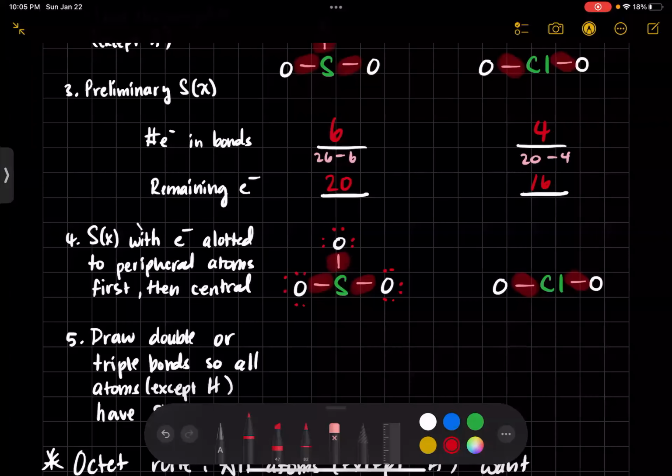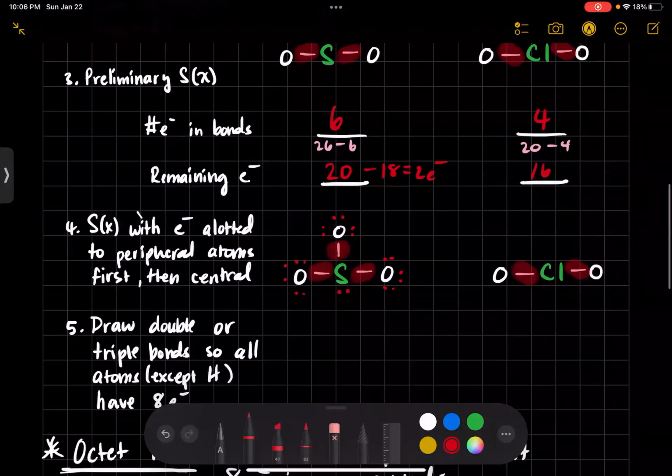And so now 6 plus 6 plus 6 gives me 18 electrons used up. And that means that, 20 minus 18, I have 2 electrons remaining. All of my oxygens are filled, so I have to give the 2 remaining electrons to sulfur.